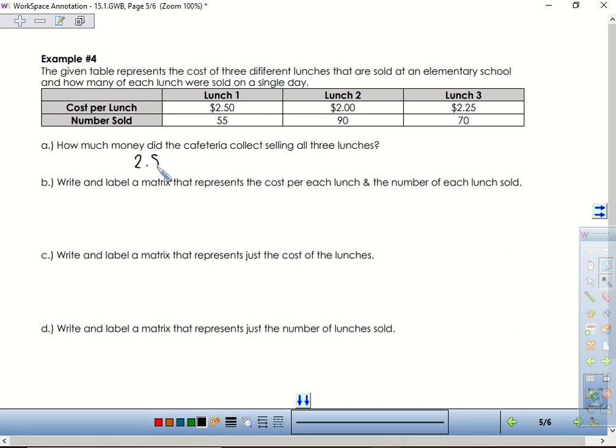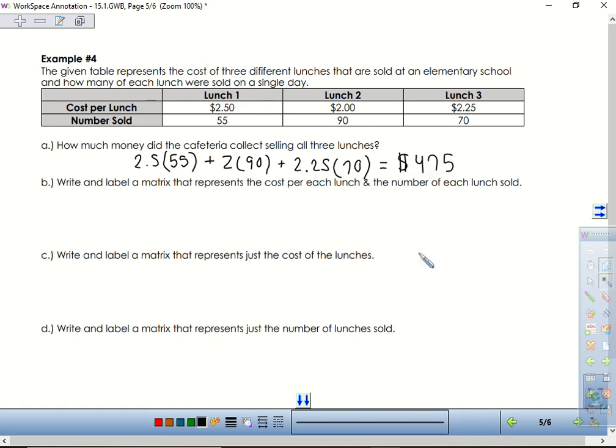Multiply and add. So the price of the first lunch times the number sold, plus the price of the second lunch times the number sold, plus the price of the third lunch times the number sold. And if you do that math correctly, you're going to get $475. Okay?